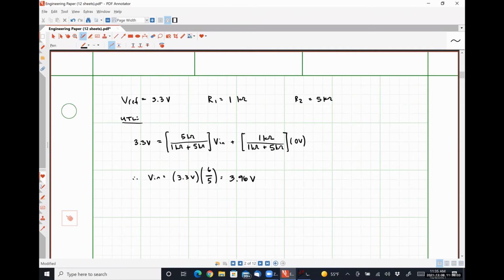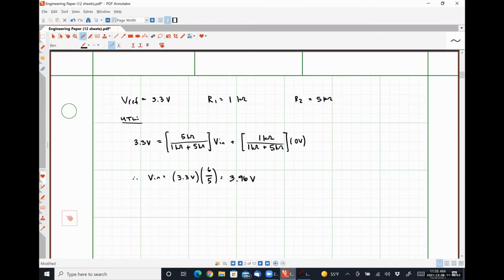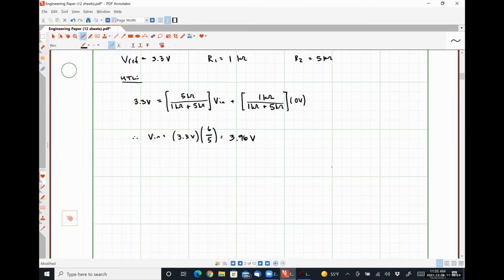So if we look at our figure, that seems to make a lot of sense, right? This isn't quite 4, but it's pretty dang close. So that seems like a reasonable estimation of our upper trigger limit. We can calculate our lower trigger limit by doing effectively the same thing.